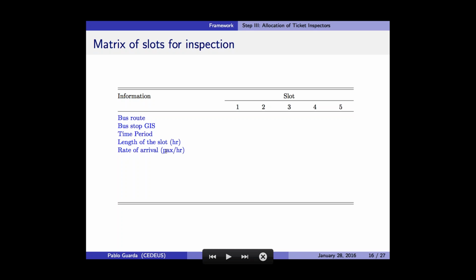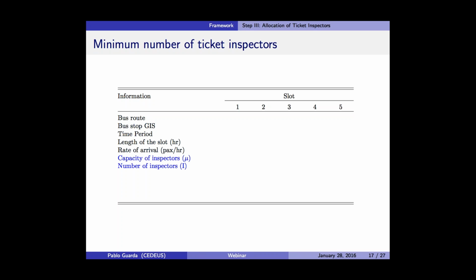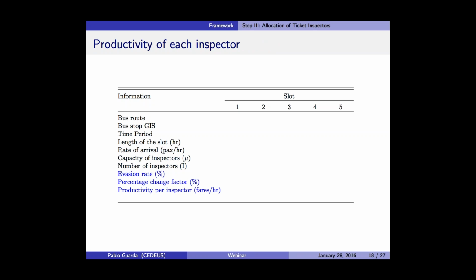Then the rate of arrival, which we estimate using the data collected from December 2013. Then we define a capacity of inspector, mu. We then calculate, based on mu and the rate of arrival, the number of inspectors necessary to satisfy the demand of passengers arriving at that bus stop, which is the minimum number of inspectors. Then we assume an evasion rate based on the data collected from December 2013. The percentage change factors are obtained from the regression models, and they are going to change depending on the level of inspection being implemented and the time period, because we saw in the regression models the parameters are different depending on these two variables.